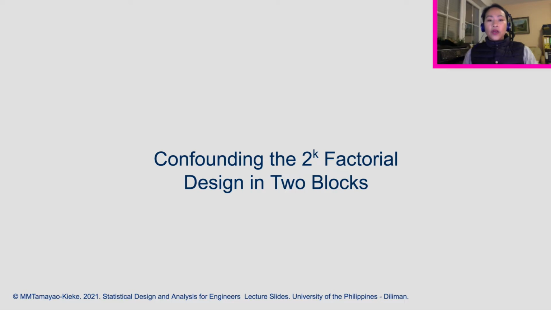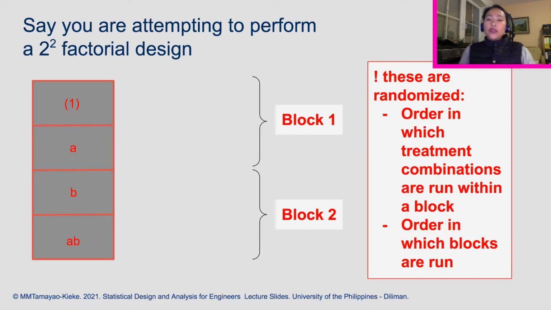So let's proceed with the method of analysis and the construction of blocks in confounding the 2 to the k factorial design, first in 2 blocks. Consider the case of a 2 to the 2 factorial design. As you know, in a 2 to the 2 factorial design, we have 4 treatment combinations. These are the treatment combinations.